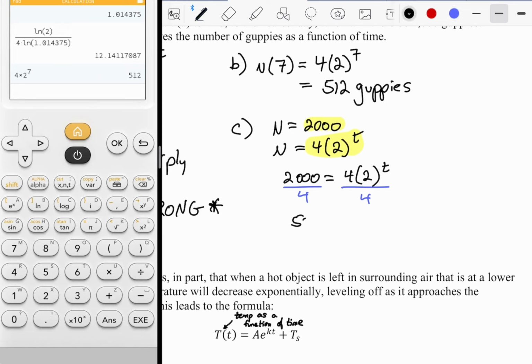So 500 is equal to 2 to the t power. Again, I have a variable trapped in the exponent. A way to release it from captivity is to apply a log to both sides. So that t can now hop over the log and give us ln of 500 is equal to t times ln of 2. Divide out the ln of 2 and you'll have your answer.